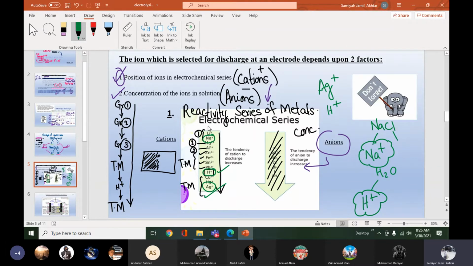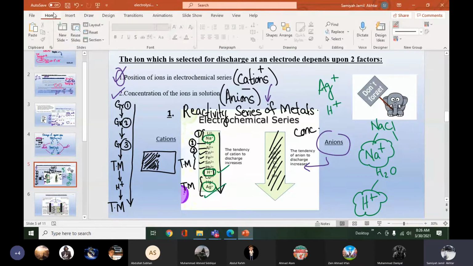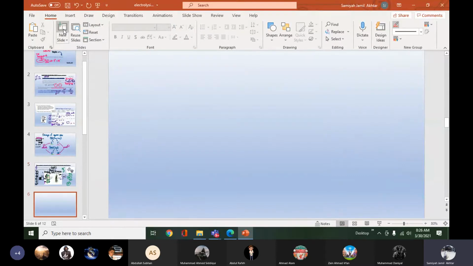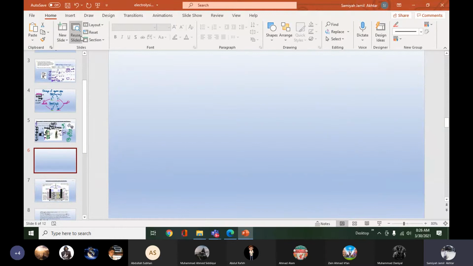So this is for the cations. To identify which ion will discharge, we look at the electrochemical series. From the two competing ions, the ion present at the lower position as compared to the other one will discharge. For the electrochemical series or the reactivity series, there is a line to learn the series.